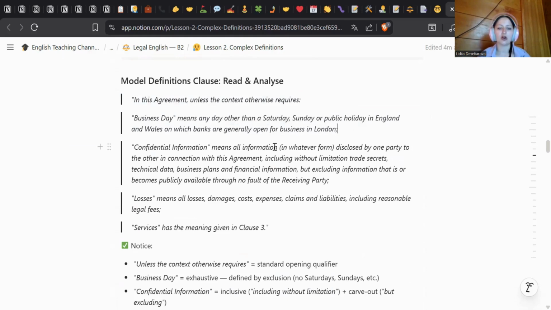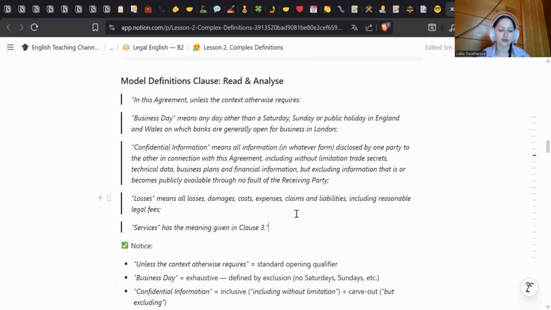Confidential information means all information, in whatever form, disclosed by one party to the other in connection with this agreement, including, without limitation, trade secrets, technical data, business plans, and financial information, but excluding information that is or becomes publicly available through no fault of the receiving party. Losses means all losses, damages, costs, expenses, claims, and liabilities, including reasonable legal fees. Services has the meaning given in clause 3.